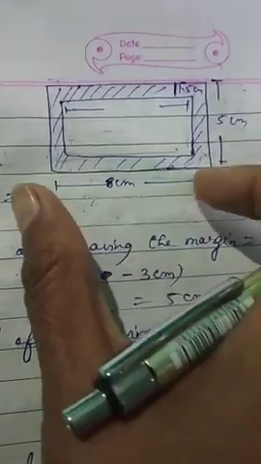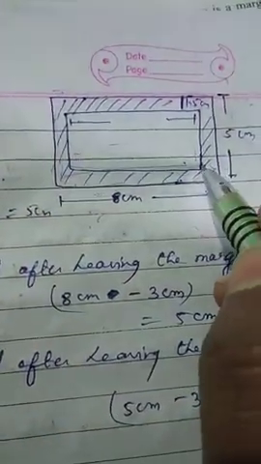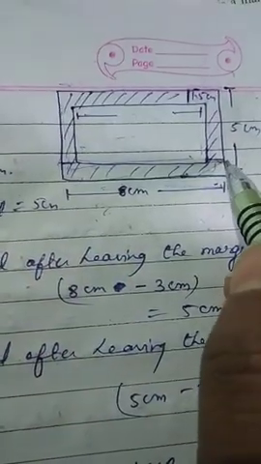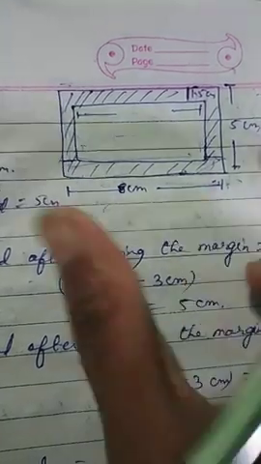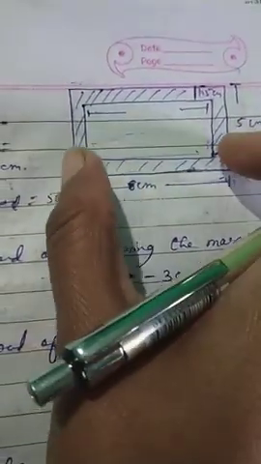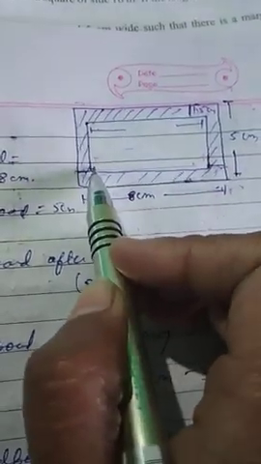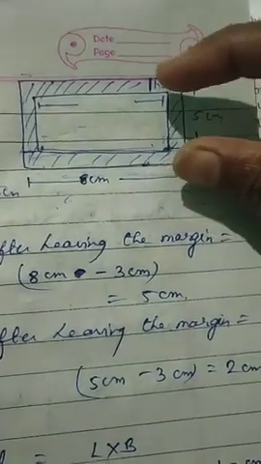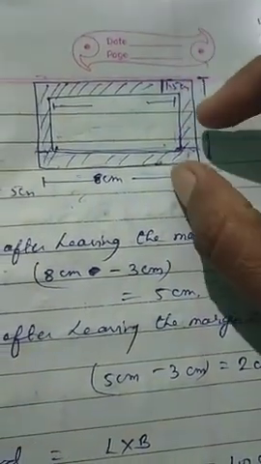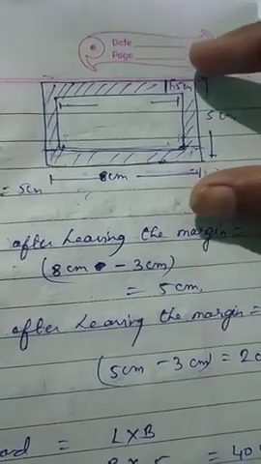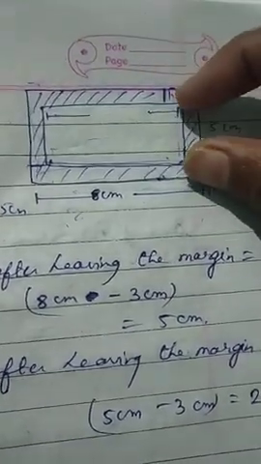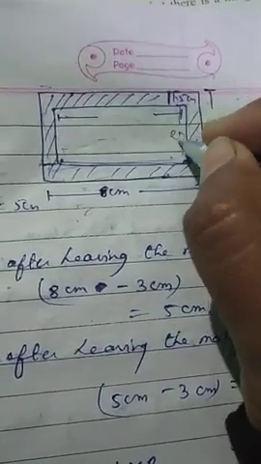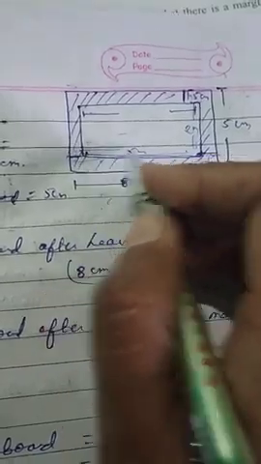You see, if this full is 8 centimeter and this margin is 1.5, here also 1.5, then 1.5 plus 1.5 will be equal to 3 centimeter. If you subtract 8 minus 3, we get the length here to here. 8 minus 3 means 5 centimeter. Similarly, we will find out its breadth. 1.5, 1.5, that is 3. So 5 minus 3 will be equal to this breadth. 5 minus 3 will be equal to 2. So its breadth will be 2 and length will be 5.